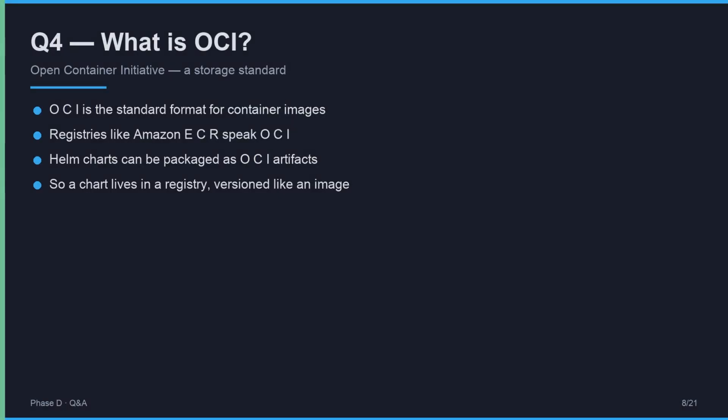Fourth question, what is OCI? OCI stands for Open Container Initiative. It is the standard format for container images, and registries like Amazon ECR speak OCI natively. The important bit, since Helm 3, a Helm chart can be packaged and stored as an OCI artifact. So your chart can live in a registry, versioned and pulled just like a container image.